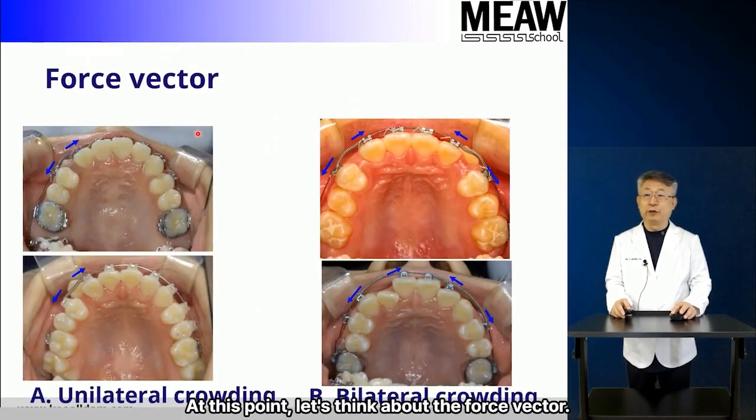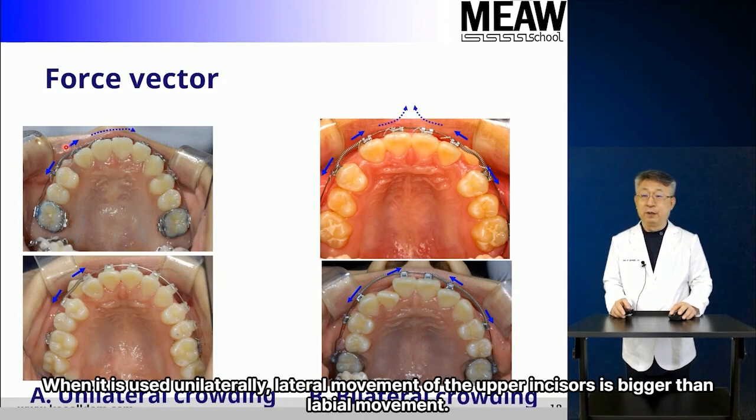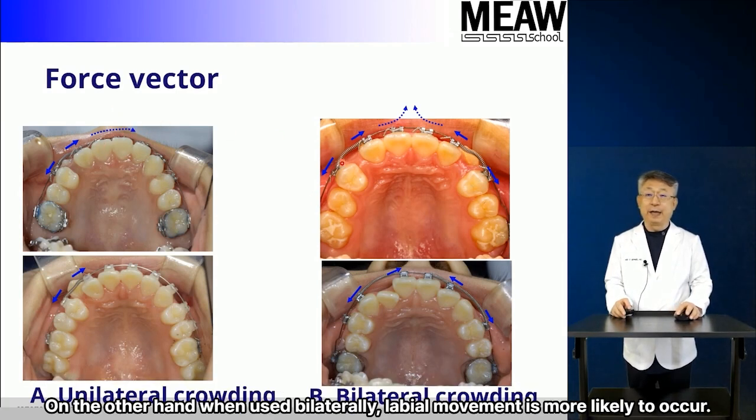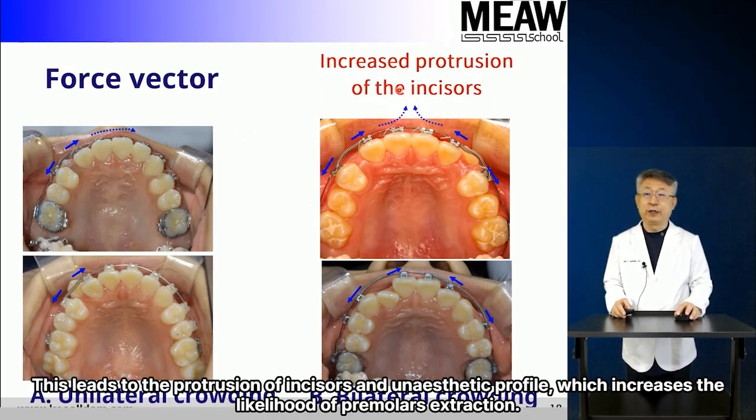At this point, let's think about the force vector. Open coil spring can be used either unilaterally or bilaterally. When it is used unilaterally, lateral movement of the upper incisors is bigger than labial movement. On the other hand, when used bilaterally, labial movement is more likely to occur. This leads to the protrusion of incisors and an unesthetic profile, which increases the likelihood of premolar extraction.